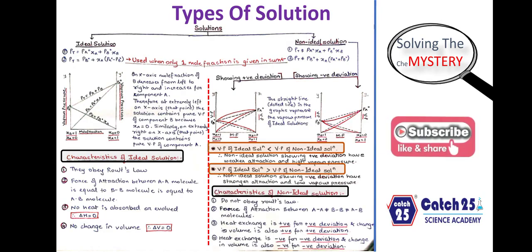Characteristics of non-ideal solutions. Non-ideal solutions do not obey Raoult's law. The force of attraction between AA is not equal to BB is not equal to AB molecules. Heat exchange is positive and change in volume is positive for positive deviation. Heat exchange is negative and change in volume is negative for negative deviation. Now I mark some distinguishing points between ideal and non-ideal solutions.